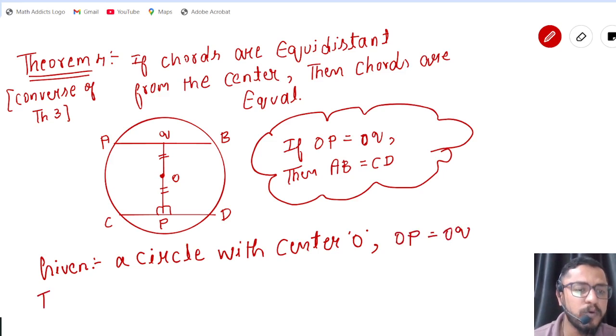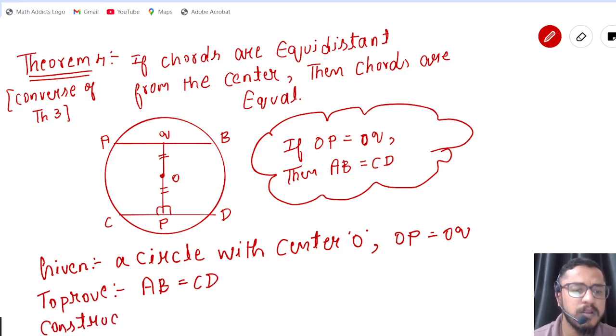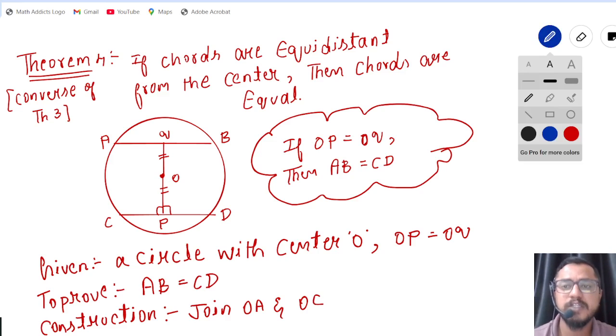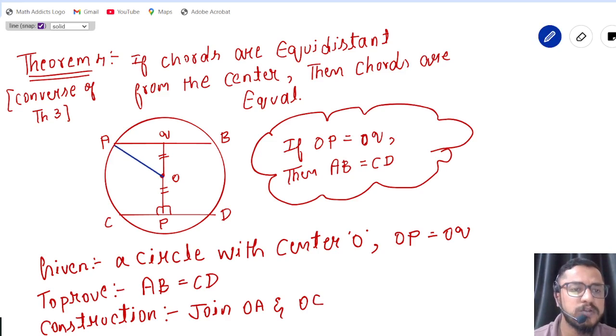What are they asking us to prove? To prove AB is equal to CD. What is my construction? Same. You have to just join OA and OC. What is my construction? Join OA and OC. Understood? Now let us move on to the proof.